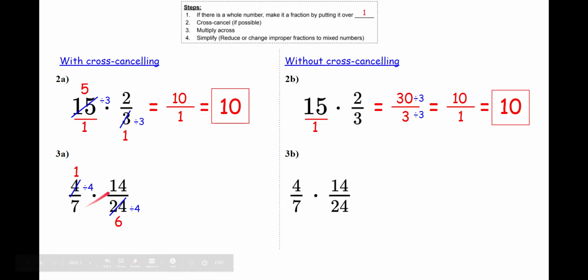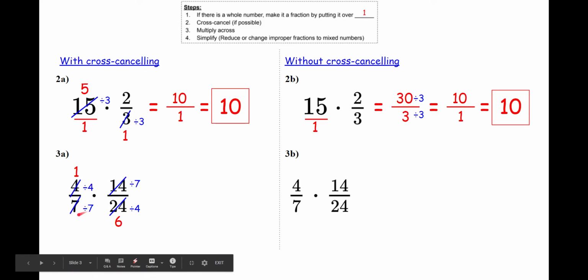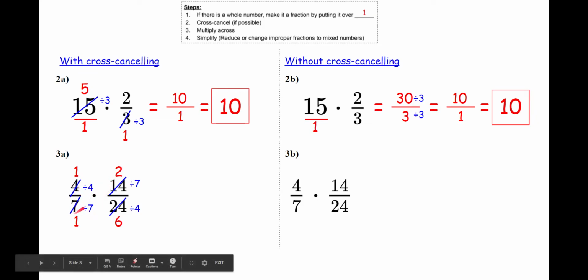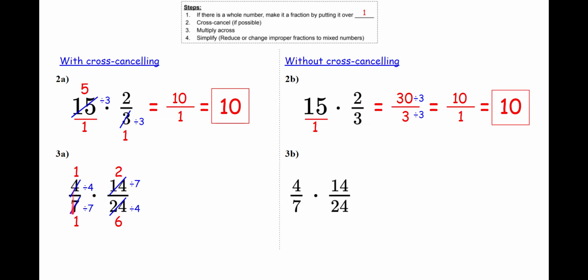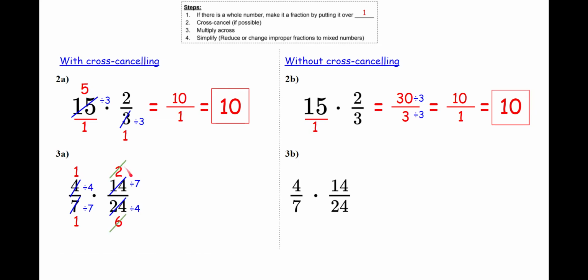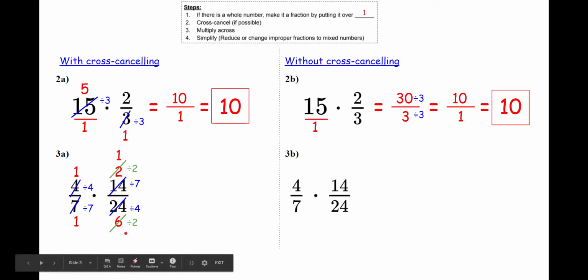Let's look at 7 and 14. Can I cross-cancel or reduce those? I can, because 7 goes into both of them. So 7 divided by 7 is 1, and 14 divided by 7 is 2. Now, something you may notice is, wait a minute, this is 1 over 1 times 2 over 6. Wait a minute, 2 over 6, can't I reduce that? I can, because I can divide them both by 2. And 2 divided by 2 is 1. 6 divided by 2 is 3.